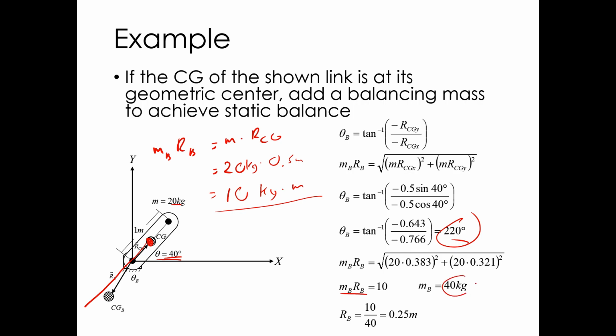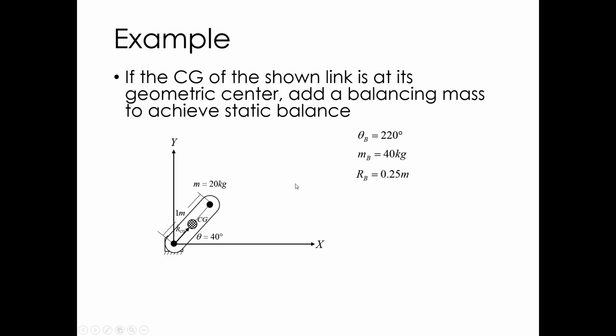So here I'm using a 40 kilogram balancing weight, and I need it to be a quarter of a meter away. Again, there are options for how far or how heavy your weight can be. If you want to make something light, you put something light far away. If you want to make something compact, you put something heavy closer. A lot of different ways to solve this. The easiest one is to just add 180 degrees to the angle from the origin to the CG of the thing you're trying to balance, and then use MBRB equal to M times RCG, and that's by far the easiest way.